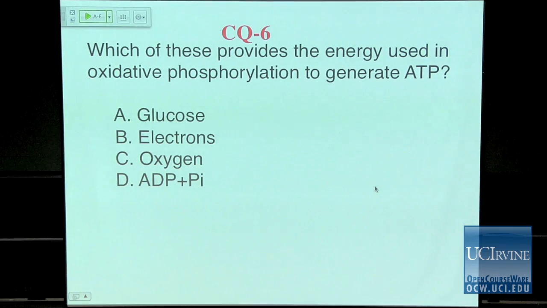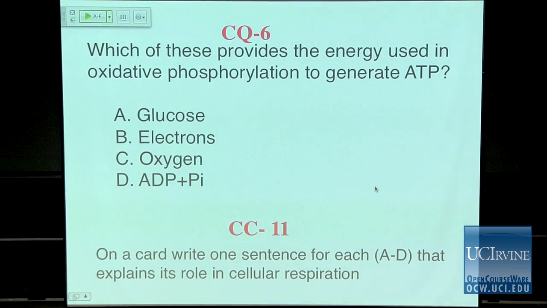So in the next 5 minutes, what I want you to do with your group is, on a card, write one sentence for each A through D that explains its role in cellular respiration. And I saw a lot of people in the last class looking through their notes. Try doing this with your group without looking at your notes first, and then look at your notes. I just want you to try and do it from memory. So you'll have 5 minutes to do this.